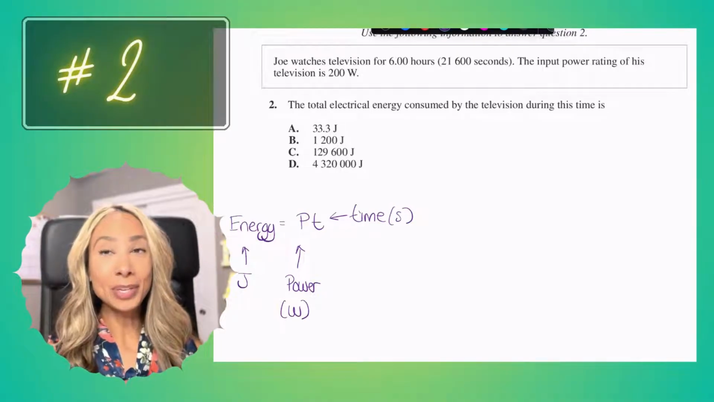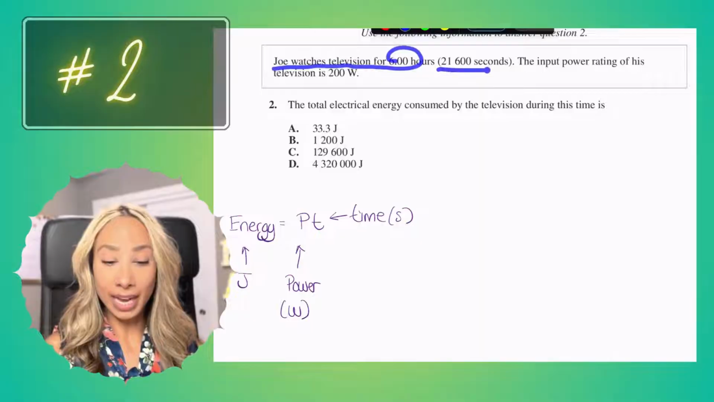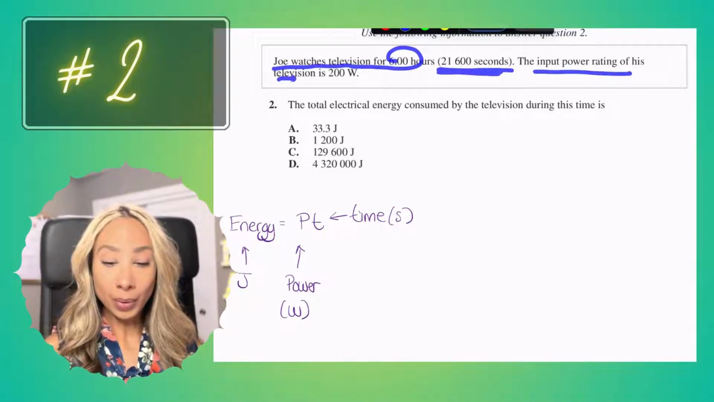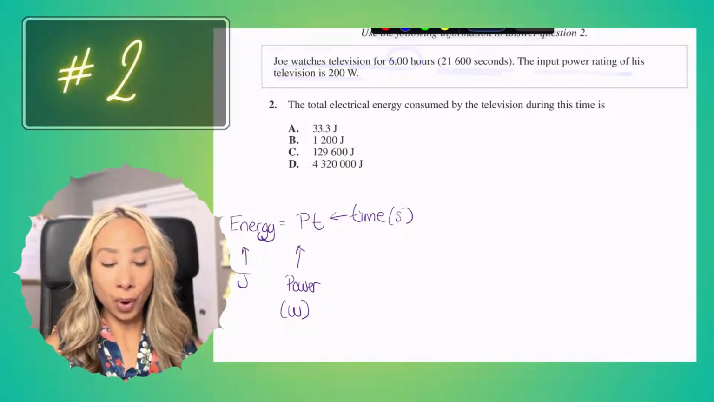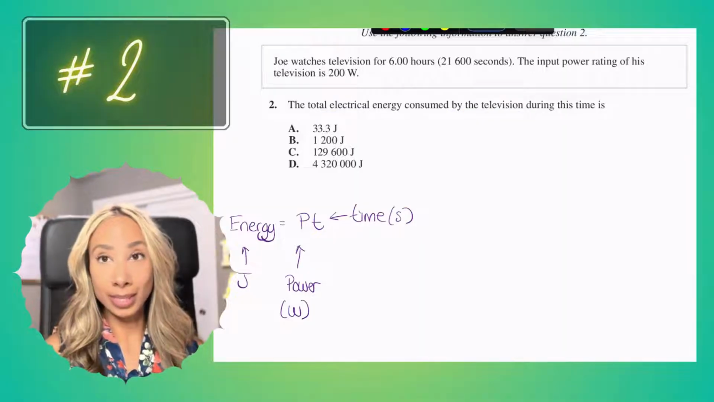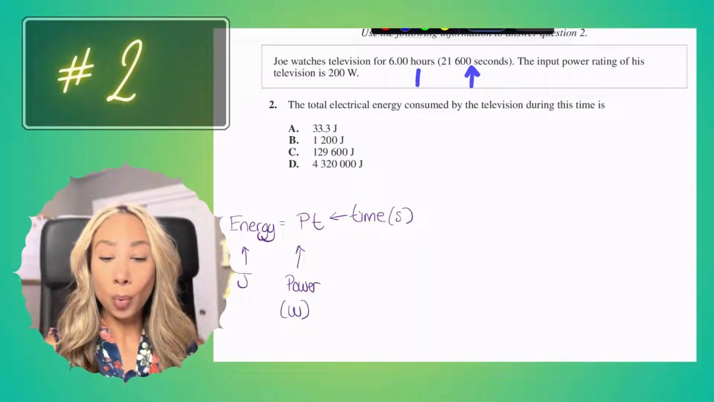Okay, number 2. With number 2, they're asking, Joe watches television for 6 hours or 21,600 seconds. The input rating of his television is 200 watts. So we want to know what's the total electrical energy consumed during this time. Notice how it said just the time, so for the 6 hours or the seconds.